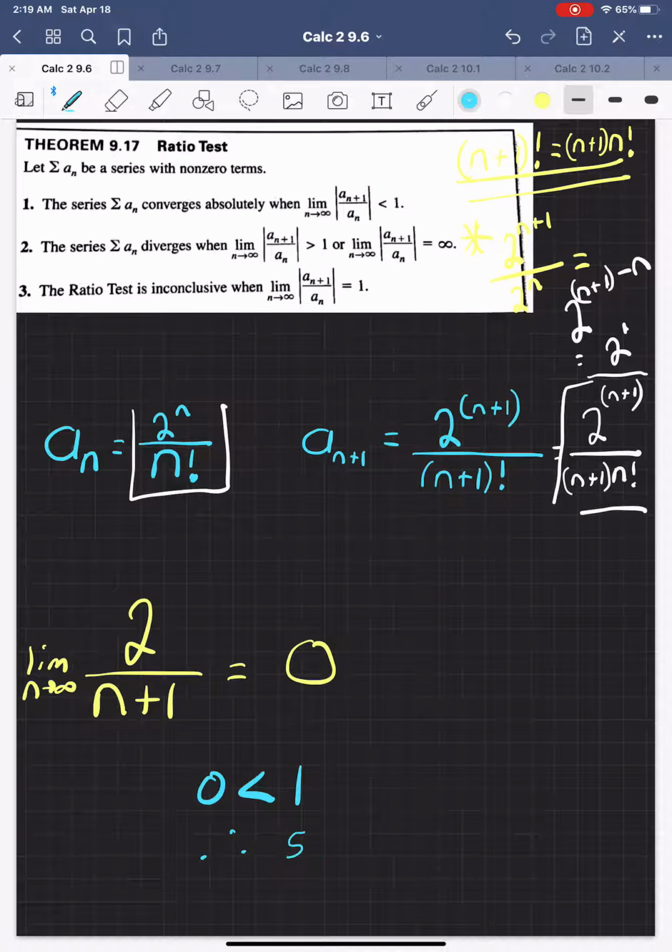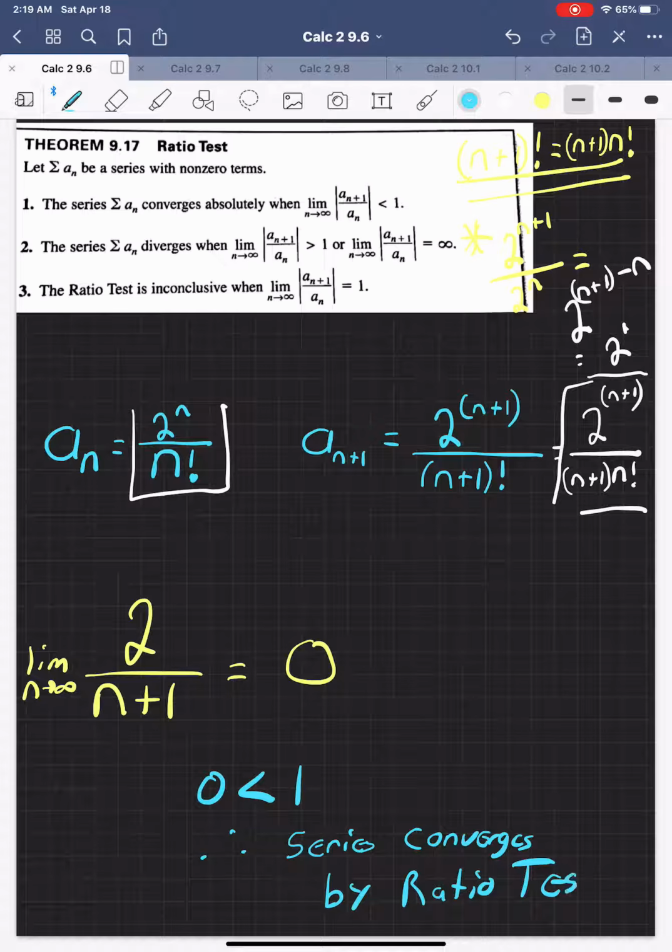So thus, the series converges by, I keep writing by, and maybe you're just thinking that you don't need to express how you know that it converges, okay? By ratio test. You have to tell me why.